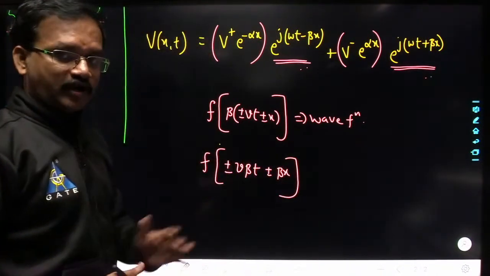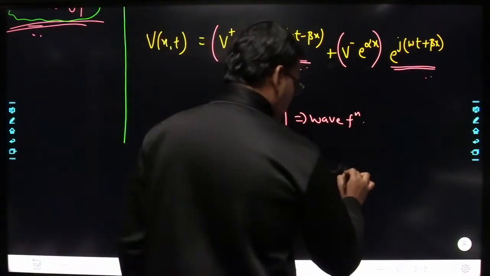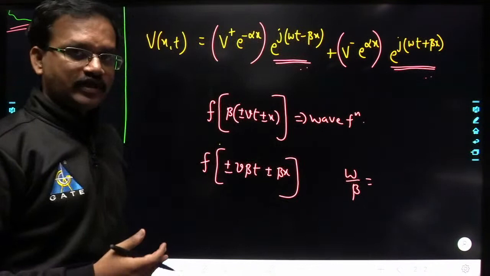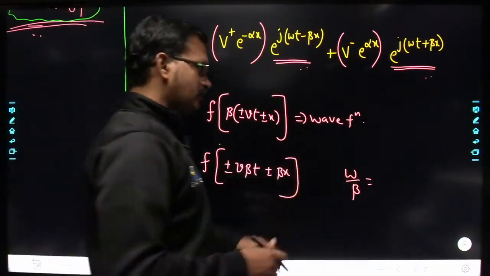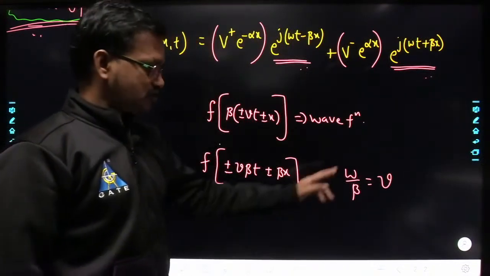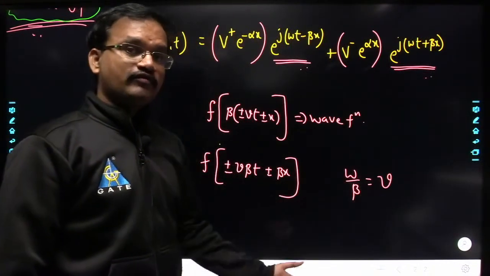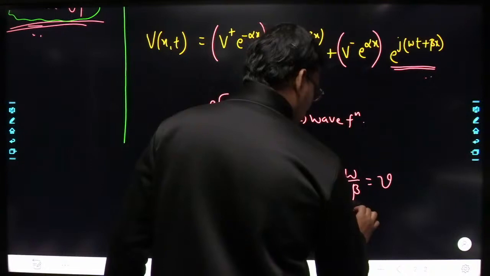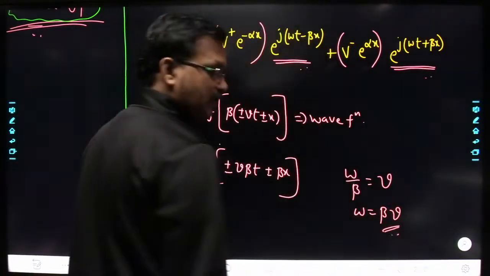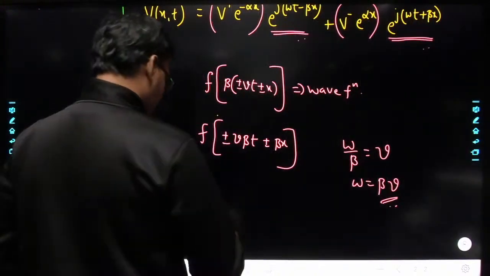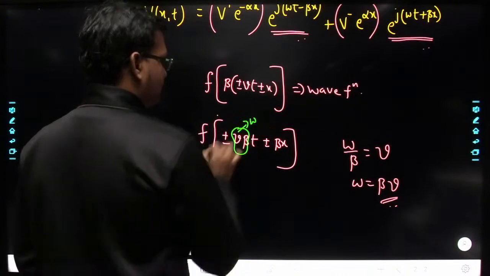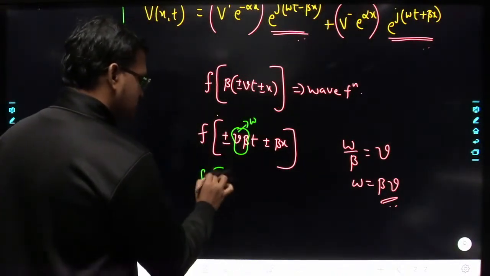We have already studied in the previous sessions, when dealing with the nature of the wave, that omega by beta gives the velocity of the wave. The ratio of omega to beta gives you the velocity of the wave, and here omega is equal to beta into v. So in place of beta into v, I can replace with omega. Then it is going to be like what?